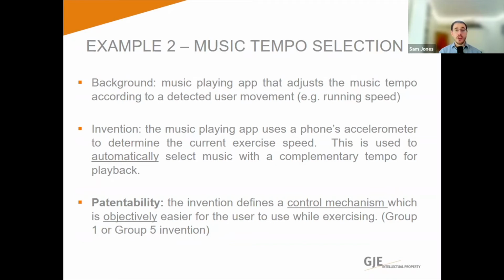Or you could acknowledge patentability under a group 5, which is to do with user input mechanisms which objectively improve the ability for a user to control a phone or a tablet or something like that. And I think here the objectivity comes in because the app is automatically controlling the music.